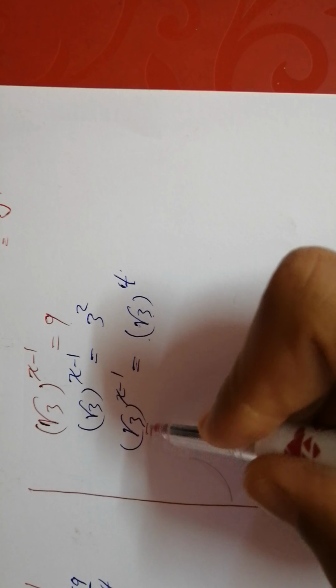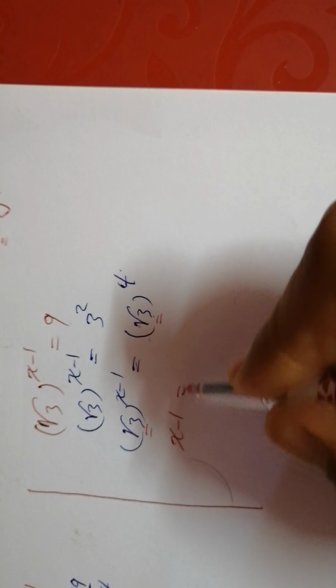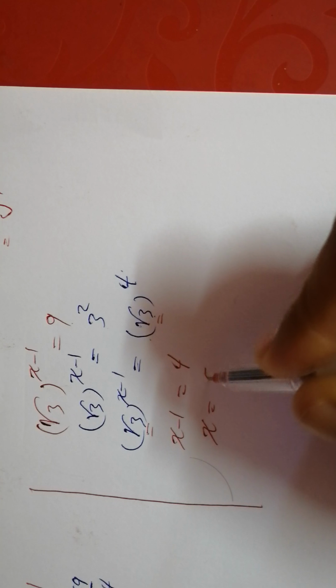So root 3 doesn't equal 0, 1 or negative 1, so the first power, which is x minus 1, equals the second power, which is 4. And then we can say that x equals 5. And this is the first way to solve this question.